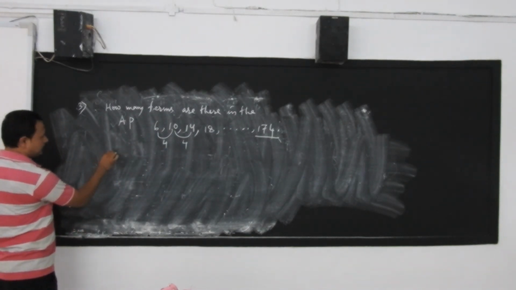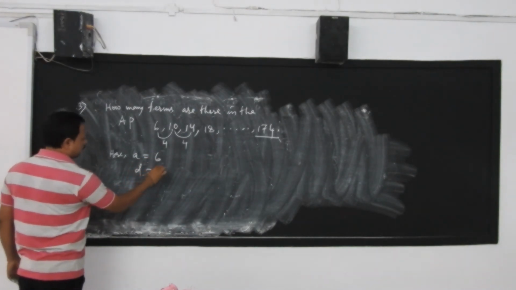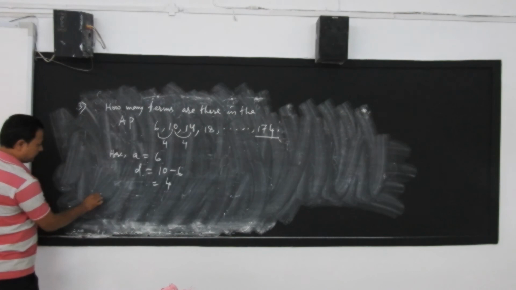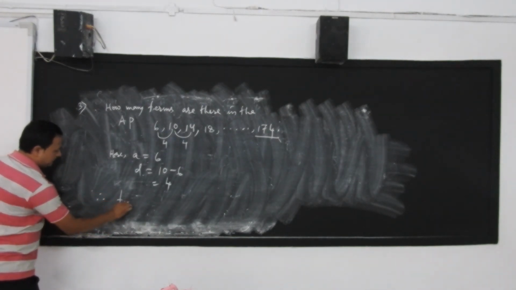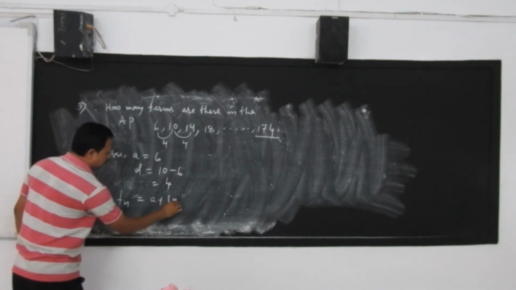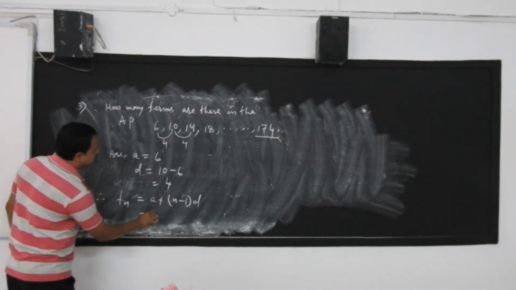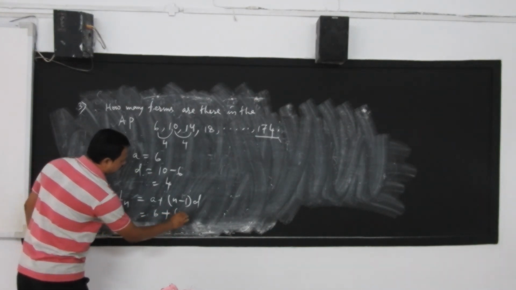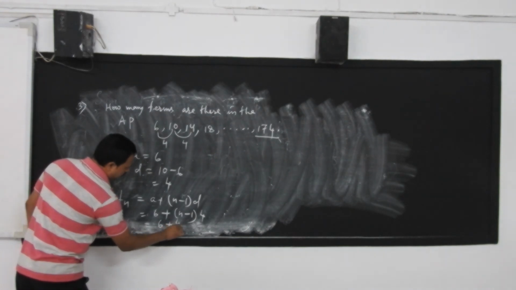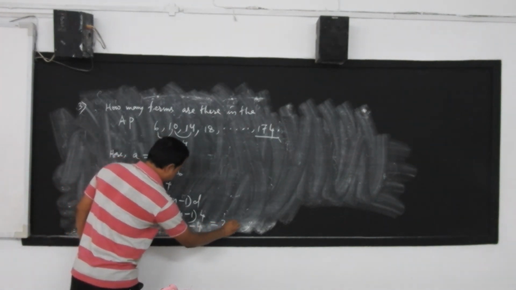So we are going to find how many terms are there in this AP. So the solution will be like this. Here a is equal to 6, d is equal to 10 minus 6, it is 4. Therefore, for the Tn formula, you try to find out Tn equal to a plus n minus 1 into d. So here a is 6 plus n, we don't know, minus 1, and d is 4. So it is 6 plus 4n minus 4 equal to 6 minus 4 is 2, plus 4n.